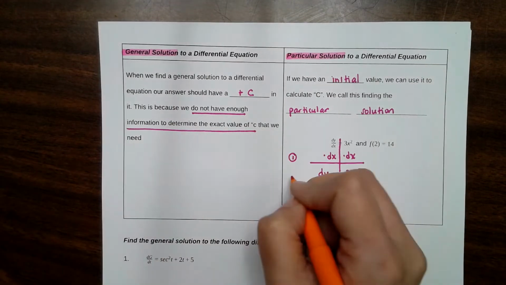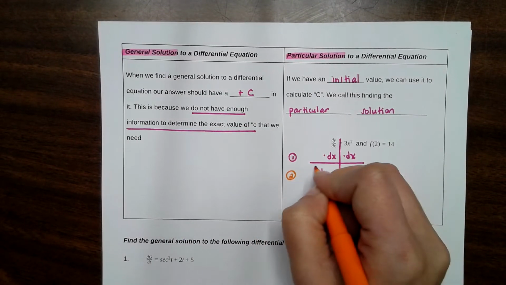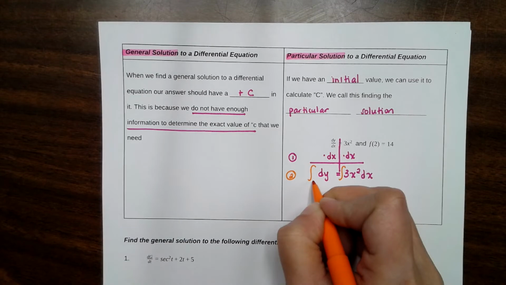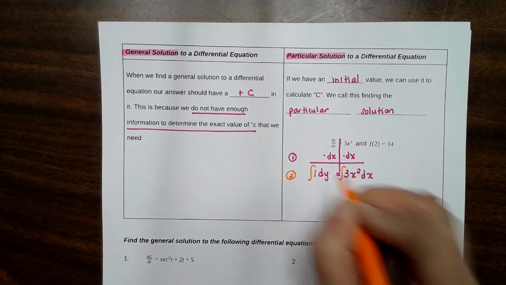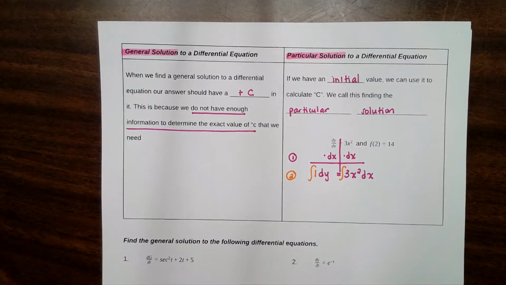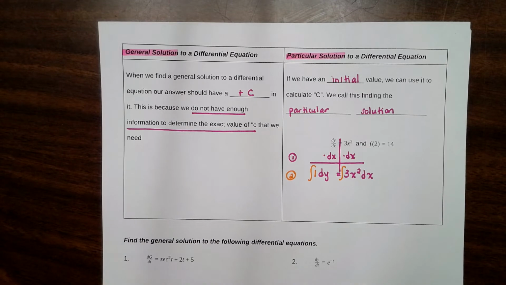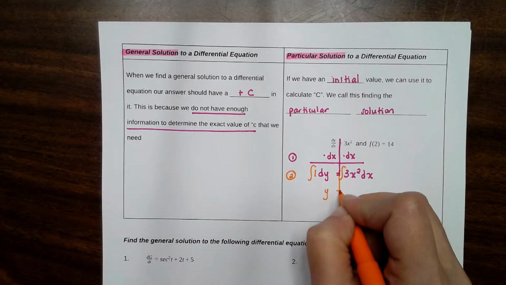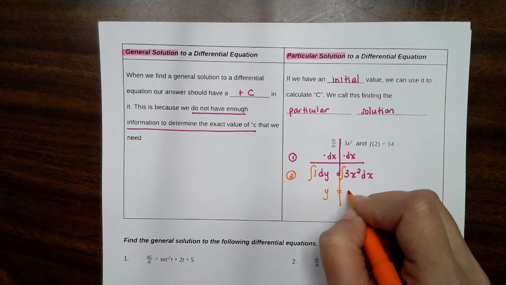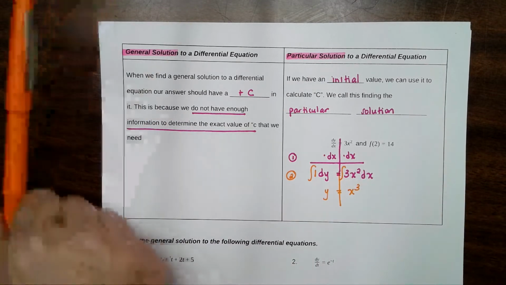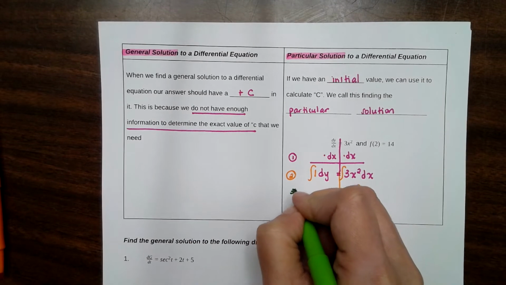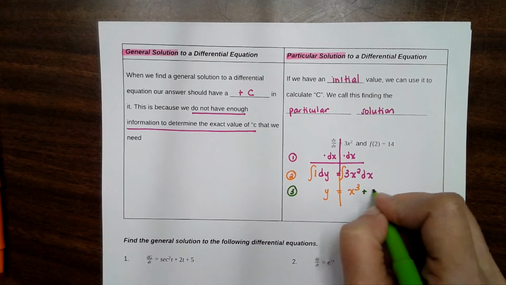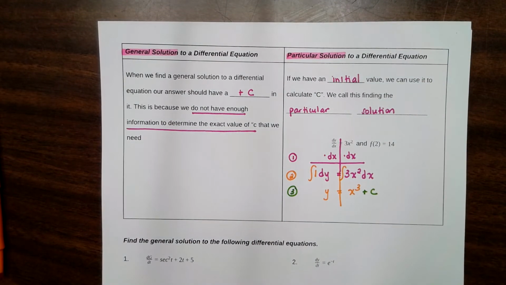The second step is going to be to integrate on both sides. And remember, if there's nothing next to the dy, there's really an invisible 1. Now, the antiderivative of a number is just the number times the variable. So in this case, that would be a y, which equals the antiderivative of 3x squared, which would just be x to the third power. And in this third step is where I'm going to put my plus c. So there's my general solution.